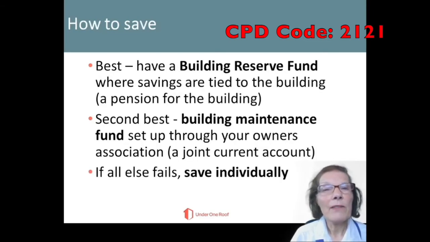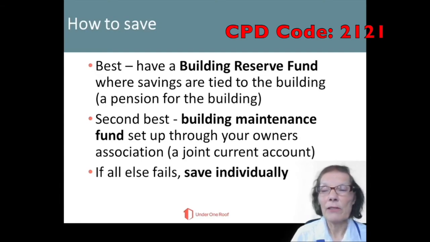And the best way to save is to have a building reserve fund. However, that does tend to need you to change your title deeds, because it's a kind of saving scheme like a pension for the building, and you've got to get this written into the titles. But the second best thing, and still very useful, is to have a building maintenance fund set up as a kind of joint account. And although it can be quite tricky to get such accounts set up, it is possible.